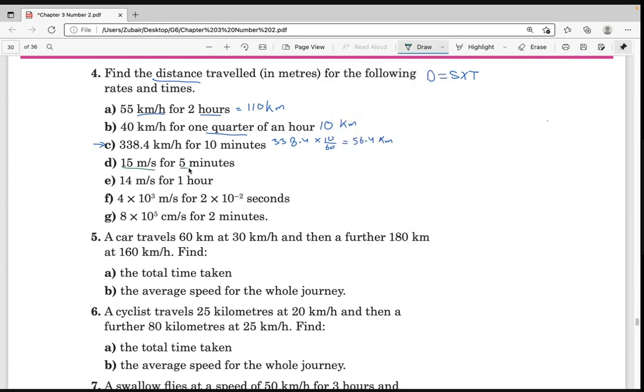Meters per second for 5 minutes. So 15 meter per second and 5 minutes. If I multiply it with 60, I change it into seconds. So second will cancel out with second. So 15 multiplied by 5 by 60 is 4500. So 4500 meter, or we can also write 4.5 kilometer.